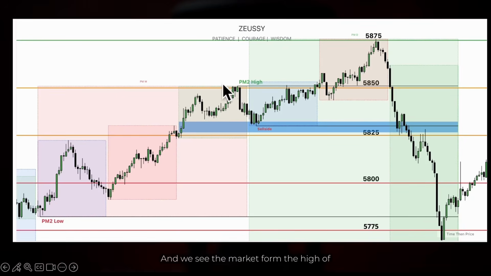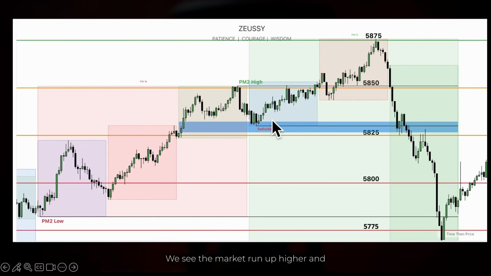And we see the market form the high of the second 90-minute cycle right here. A retracement takes place into that sequence of imbalances, and we then see the market find support there before expanding towards the upside. Notice that a 30-minute cycle low is being engineered right here, or is being formed, I should say.